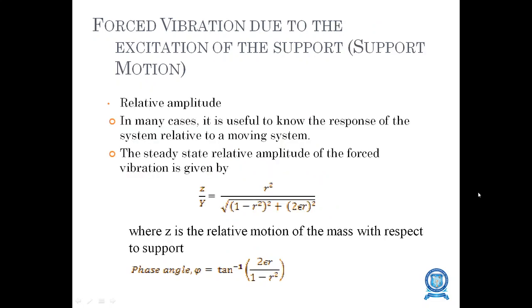The relative amplitude. In many cases, it is useful to know the response of the system relative to a moving system. The steady state relative amplitude of the forced vibration is given by Z by Y equal to r square divided by root of (1 minus r square) the whole square plus (2 eta r) the whole square, where Z is the relative motion of the mass with respect to the support and the phase angle phi is equal to tan inverse of 2 epsilon r divided by (1 minus r square).